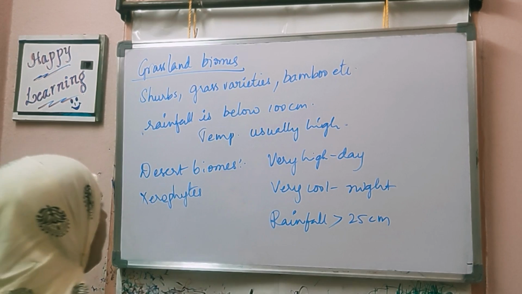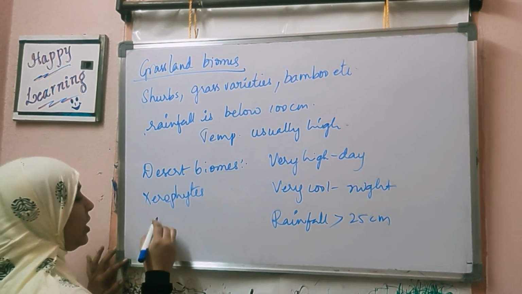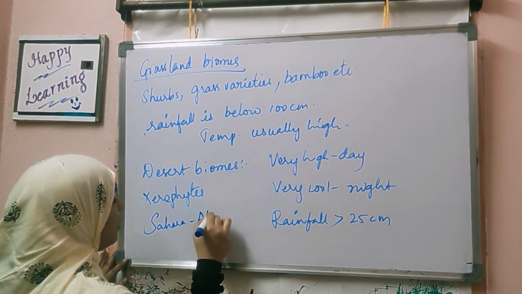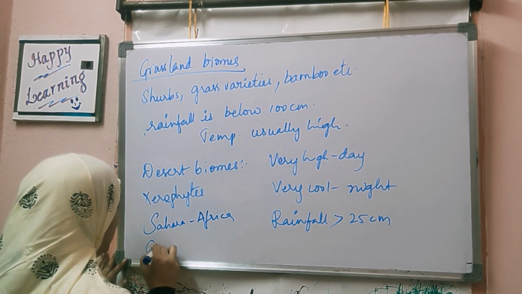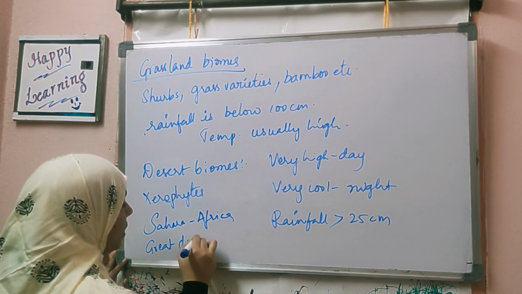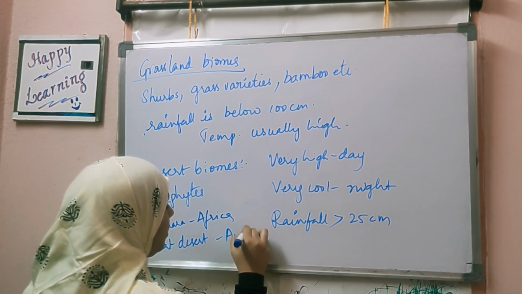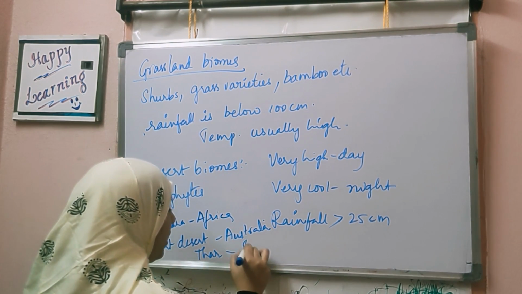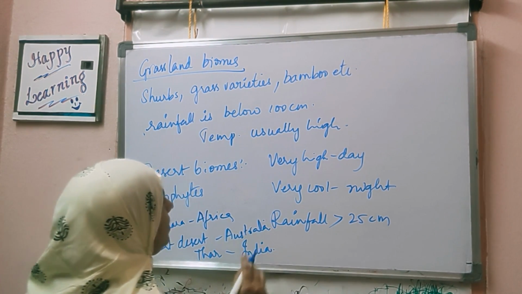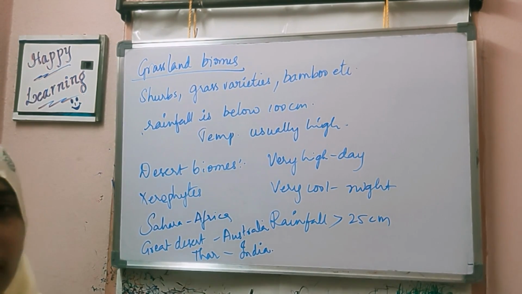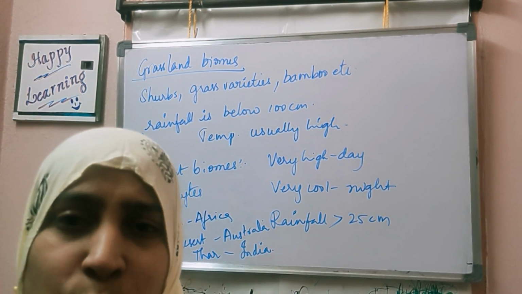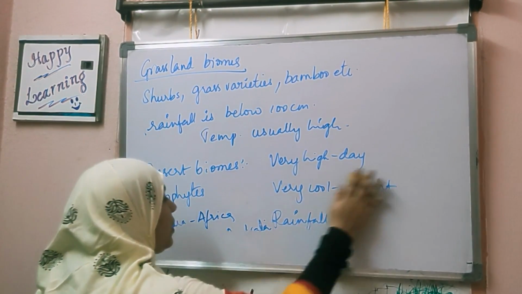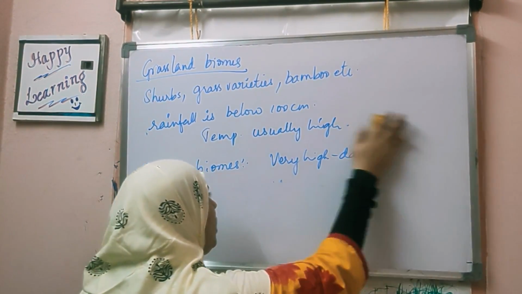and the examples of deserts that are found in this region are Sahara Desert of Africa, Great Desert of Australia, and Thar Desert of India are examples for this desert biomes. And the last one is Tundra biomes. Tundra biomes is grassland ecosystems that are found in cold regions.